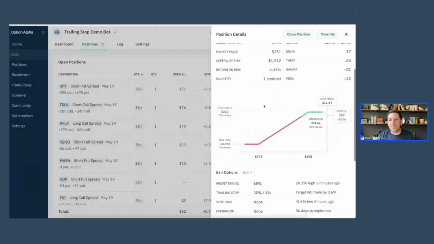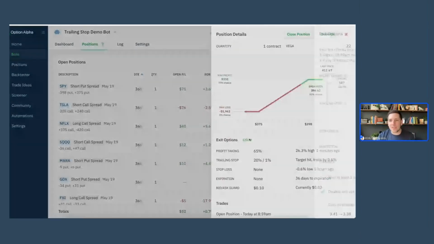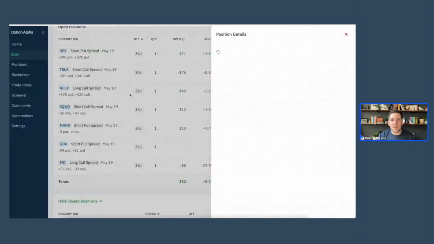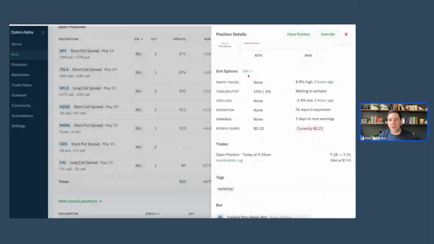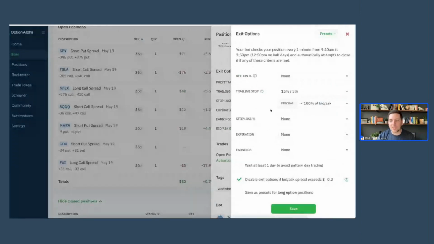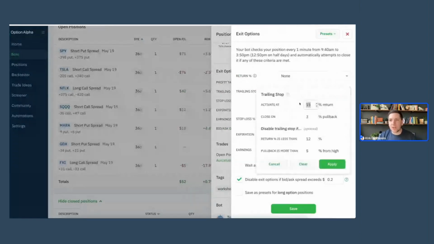So here's what we're going to do. We're going to go in here. We're going to mess with the exit options a bit more. Let me go to a different one here. Let's go to one that's up a little bit of money. So this is the Netflix call spread position. And what we're going to do here is we're going to set something else besides our regular exit options or the regular trailing stops. Is we're going to set here the additional ways that you can disable trailing stops.